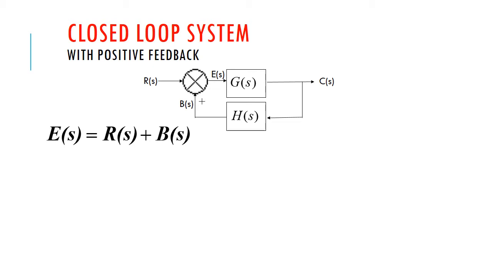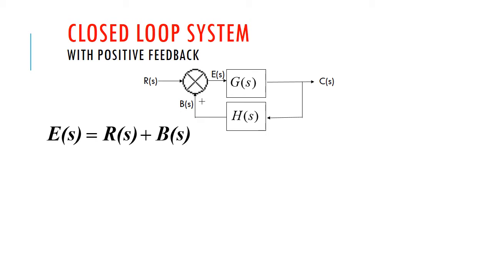Once again I am repeating, if the type of feedback is negative, then the E of S equation is R of S minus B of S. In this we have considered positive feedback, therefore the error signal E of S is equal to R of S plus B of S. In this, G of S is known as the forward gain.